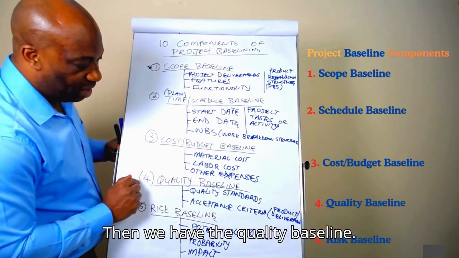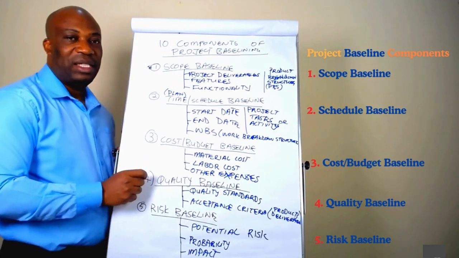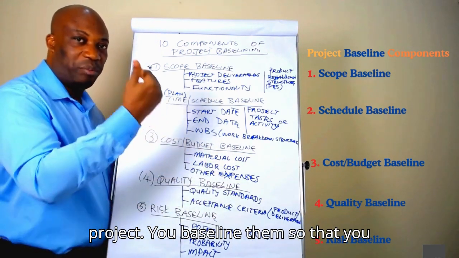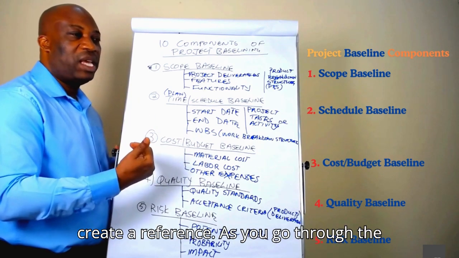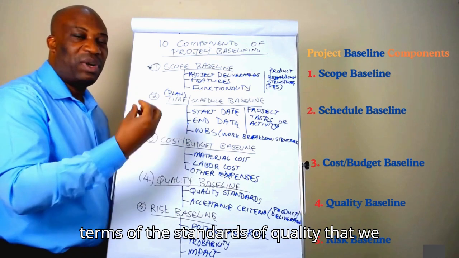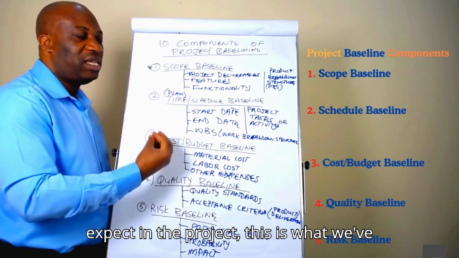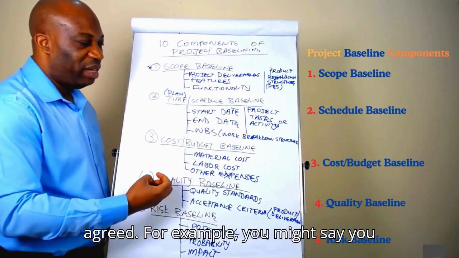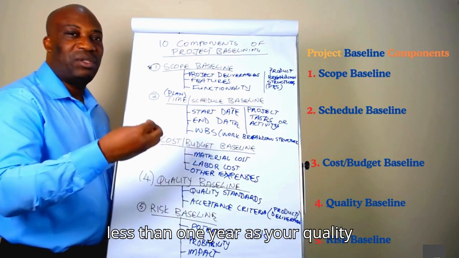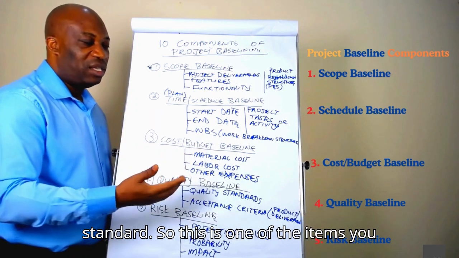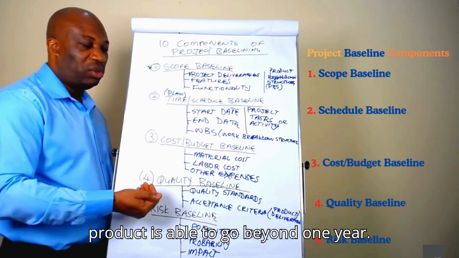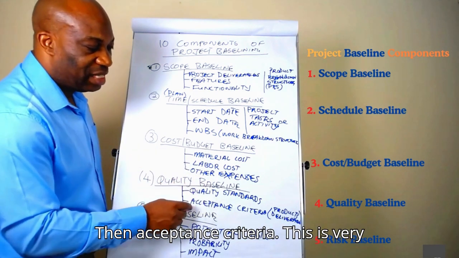Then we have the quality baseline. Quality baseline, we are looking at the quality standards that you expect in the project. You baseline them so that you create a reference. As you go through the project, you are able to refer that in terms of the standards of quality that you expect in the project, this is what we have agreed. For example, you might say you don't expect a product to last less than 1 year as your quality standards. So this is one of the items you need to test to make sure that your product is able to go beyond 1 year. Then acceptance criteria.